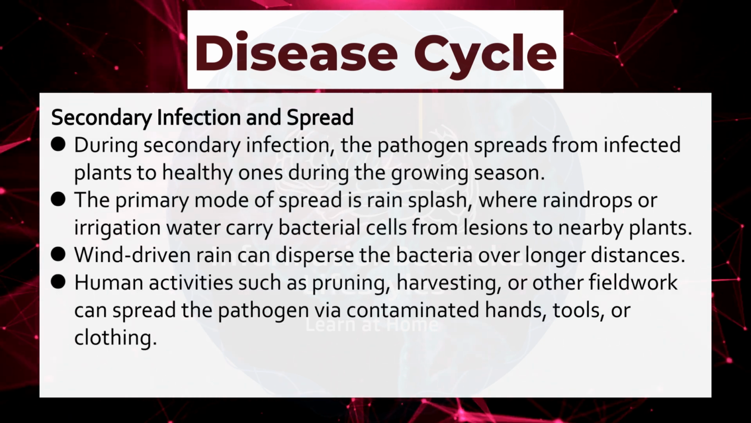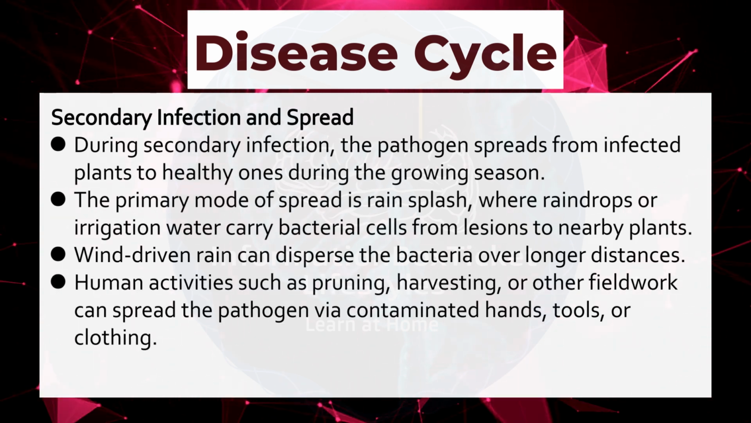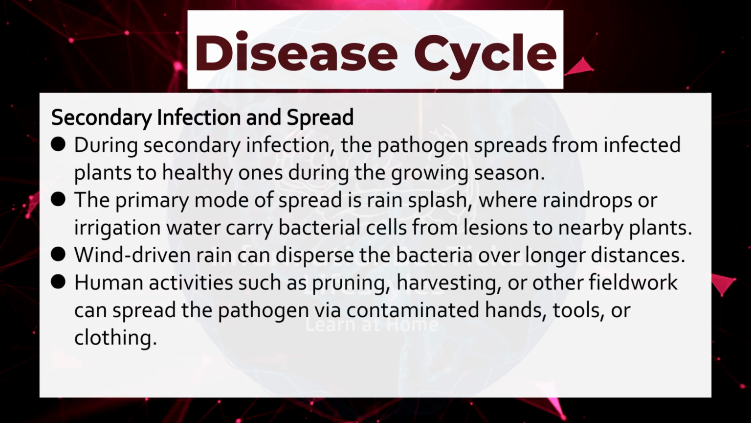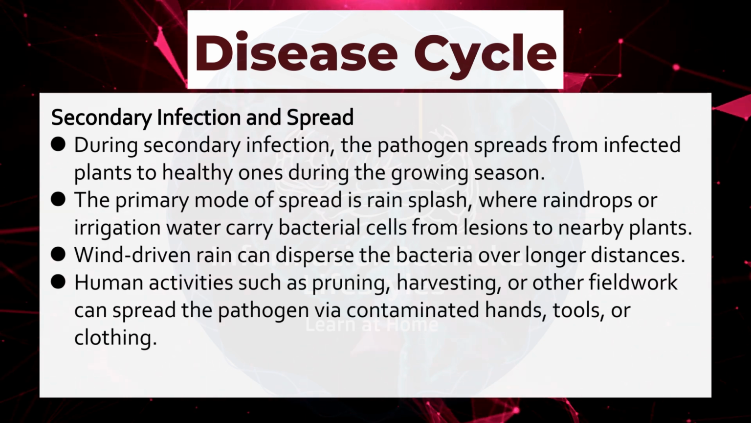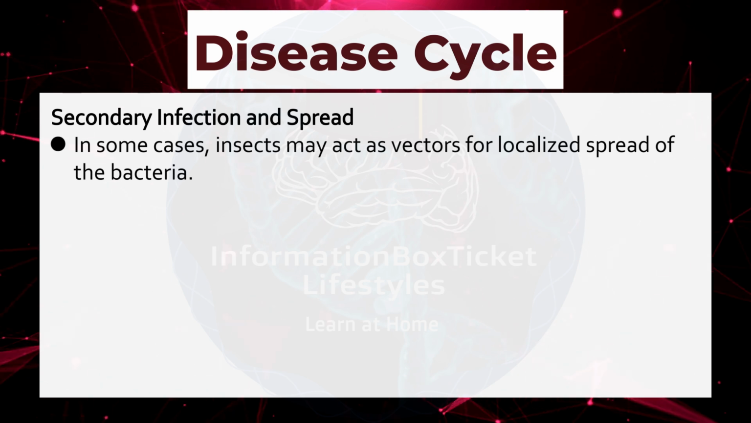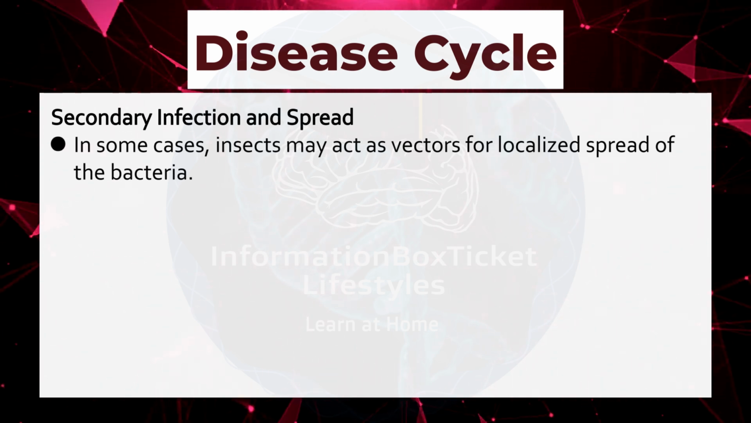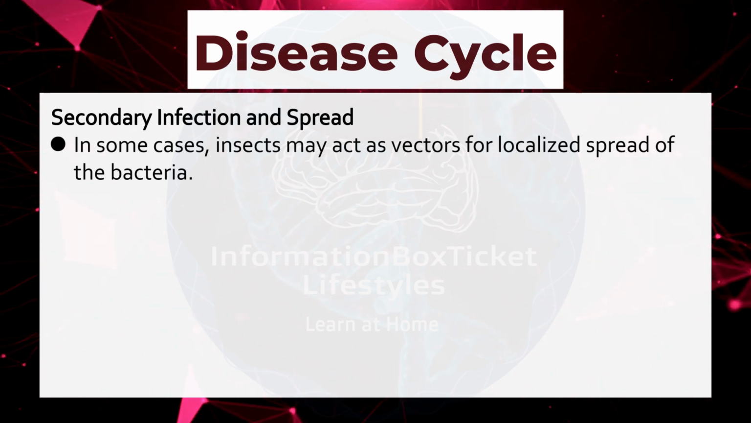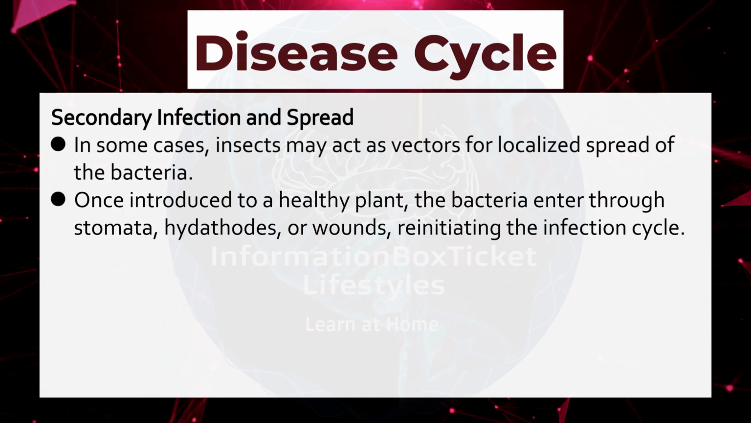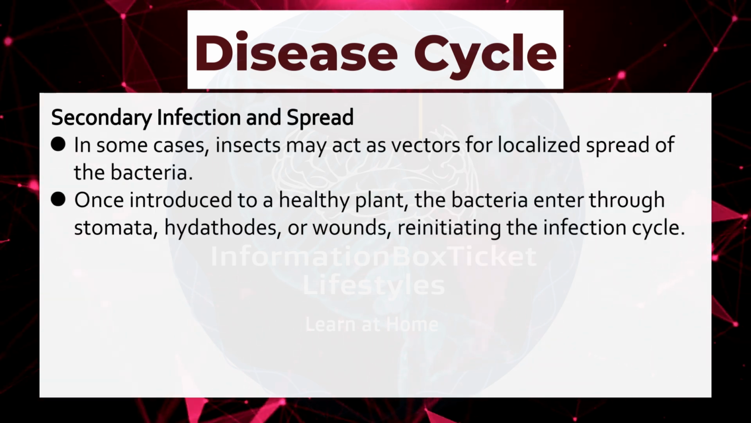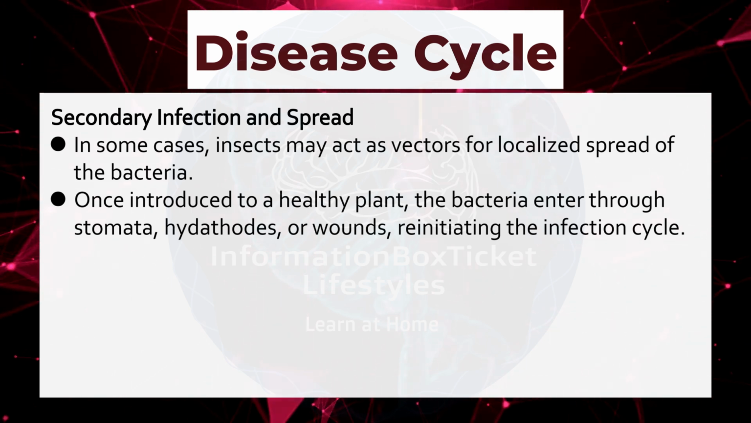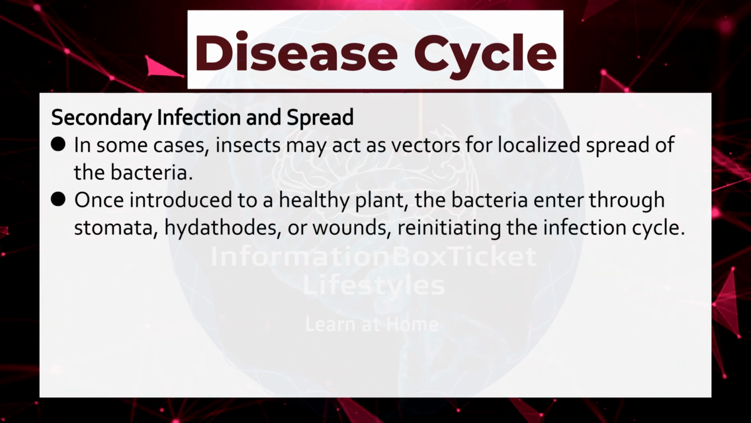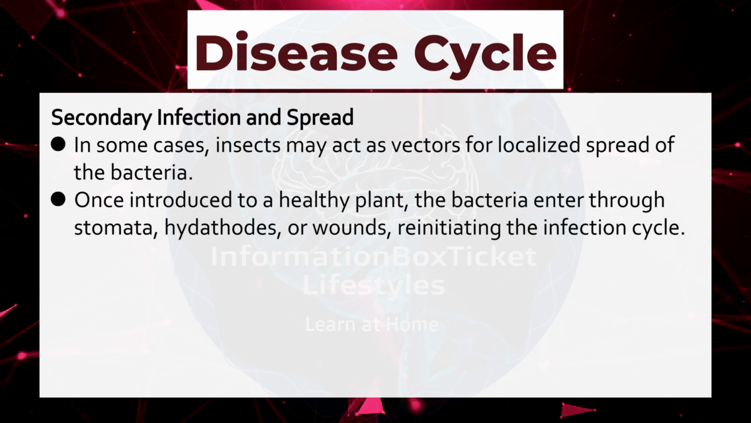Human activities such as pruning, harvesting, or other fieldwork can spread the pathogen via contaminated hands, tools, or clothing. In some cases, insects may act as vectors for localized spread of the bacteria. Once introduced to a healthy plant, the bacteria enter through stomata, hydathodes, or wounds, reinitiating the infection cycle.